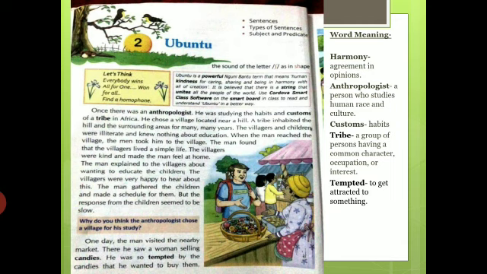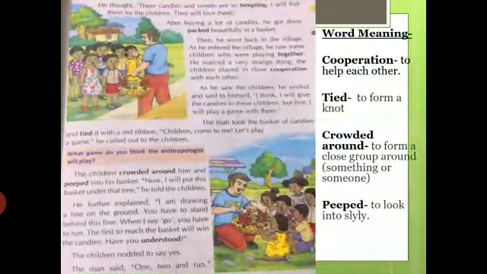Now what happened next? He thought, these candies and sweets are so tempting and delicious, the children will love them, so I will buy them and give them to the children. After buying a lot of candies, he put them all in a basket and packed them beautifully.